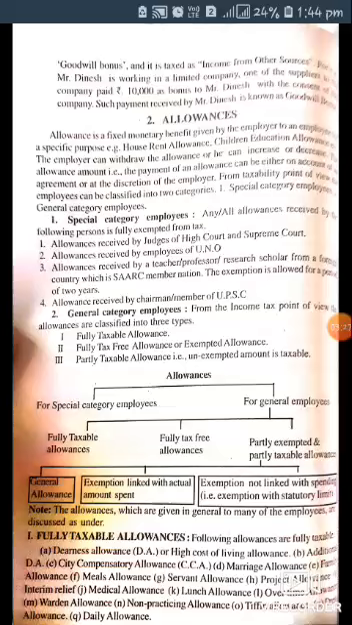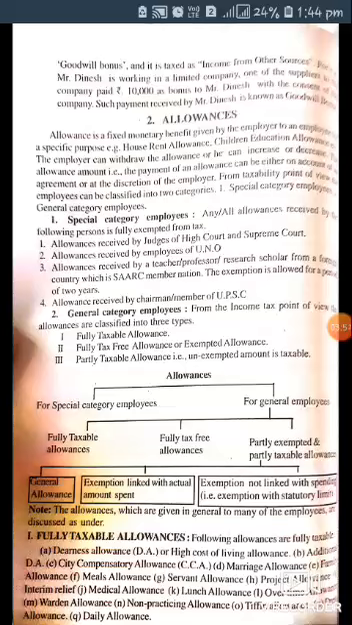Now let's see the fully taxable allowances. Dearness allowance is a taxable allowance, and additional dearness allowance is also taxable, and city compensatory allowance is taxable.